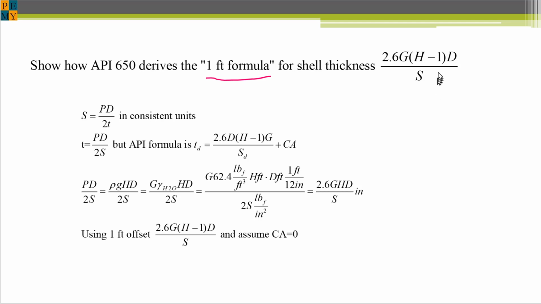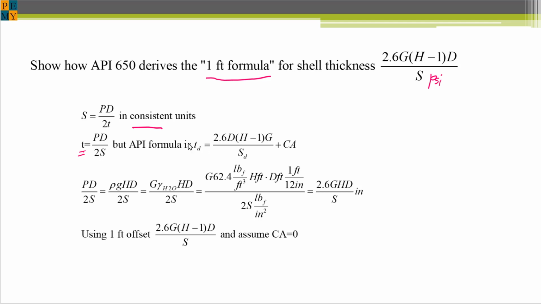The formula is 2.6 G times H in feet minus 1, that's the height of the liquid, times D, the diameter in feet, divided by S in PSI, which is something you have to be careful about because of the mixed units. The standard hoop stress formula is stress is equal to PD over 2T. This, of course, is in consistent units. If we swap the stress with thickness, we end up with the required thickness for a shell course to be equal to PD over 2S.